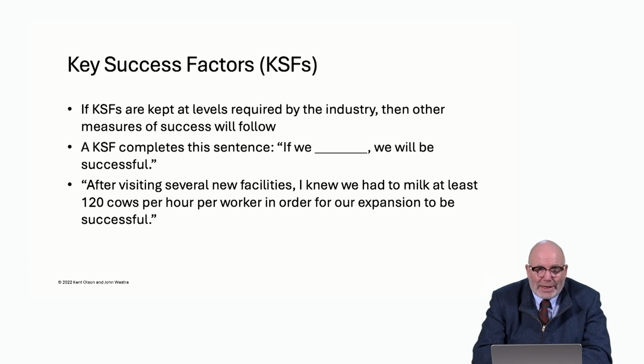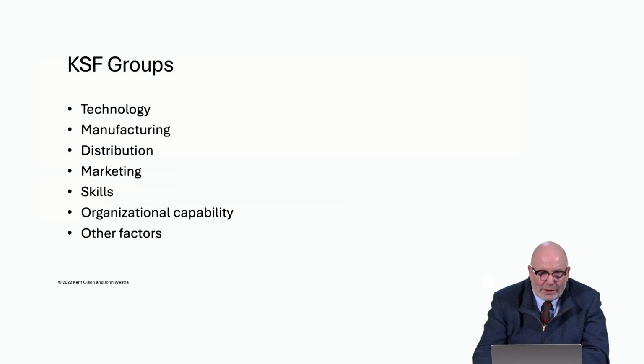Key success factors, again, typically we have the second bullet point there. If we do something, we will be successful. So, for example, a farmer might say, after visiting several new facilities, I knew we had to milk at least 120 cows per hour per worker in order for expansion to be successful. That's an example of a key success factor, to be cost efficient. The groups of these are based around these 7 types of things. Again, if you take 4821, you'll do more of these in depth, and so we're not going to go through those, but they tend to be related to these different broad categories and different buckets as you look about your farming operation.